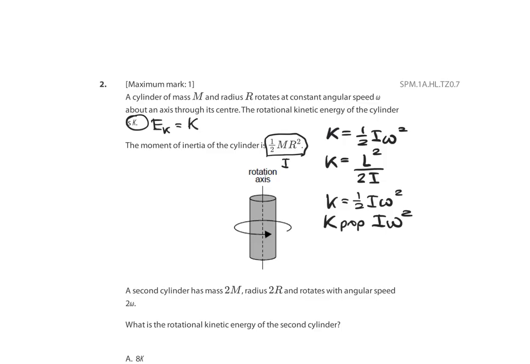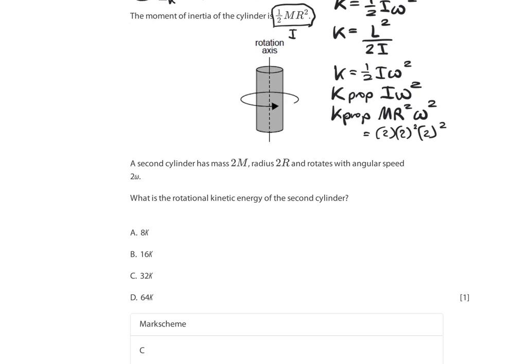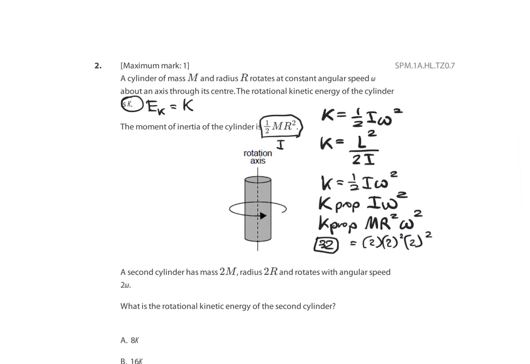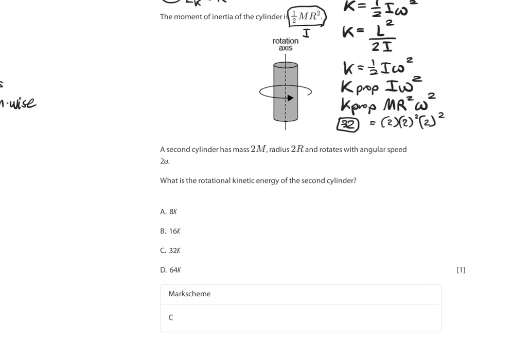K is prop to I omega squared. And so we're going to need to slip in the 1/2 mr squared for I. And since it's just a proportional expression, we can drop the 1/2 because that's just a constant. So my kinetic energy is proportional to the mass times r squared times omega squared. And so it says we double all of those things. And so 2 squared is 4, 4 times 4 is 16, times 2 is 32. So the rotational kinetic energy of the second cylinder should be 32 times. And so 32K is our answer, and the mark scheme agrees.